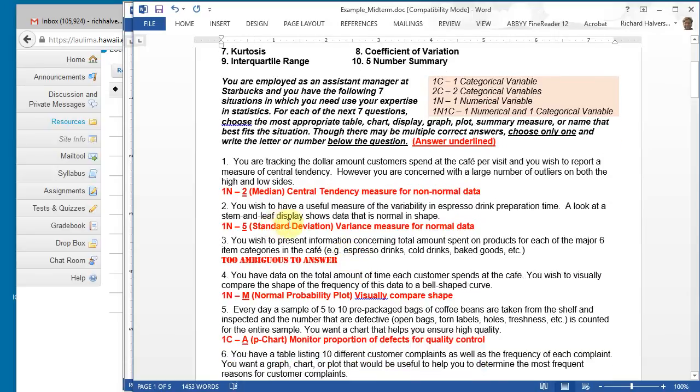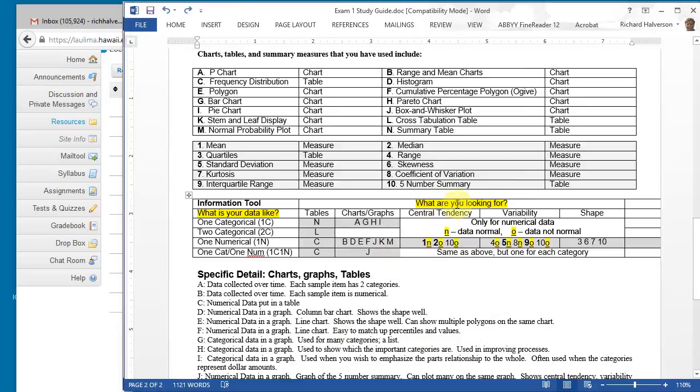What's next? You wish to have a useful measure. Okay, that's a measure, not a graph or a table. A variability. Okay, we're talking about standard deviation or variance. For variability, standard deviation, or interquartile range, depending on whether it's normal. A look at the stem and leaf shows that the data is normal. Okay, so we're looking at variability. It's drink time, so it's a numerical variable. If we go look at this, we see one numerical variable, and variability.